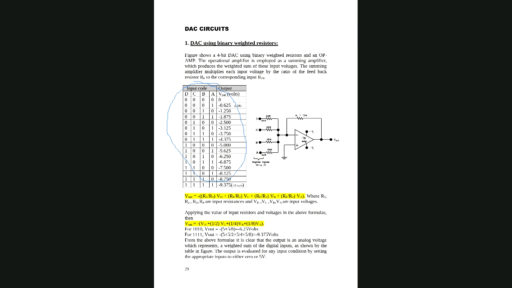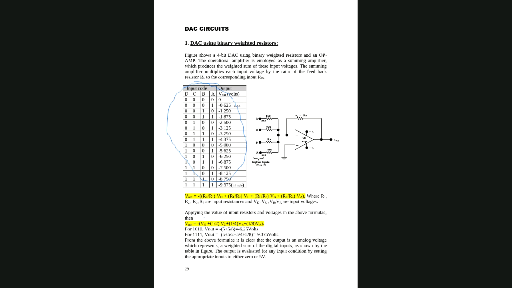Okay, 0001. So 0001, what will happen now? V output will become equal to what? A is 1, right? Others are all 0. So we have Vd 0, Vc 0, Vb 0, only Va. So 1 by 8 times 5 volt. Clear? So we got minus 0.625 volt. Very simple.